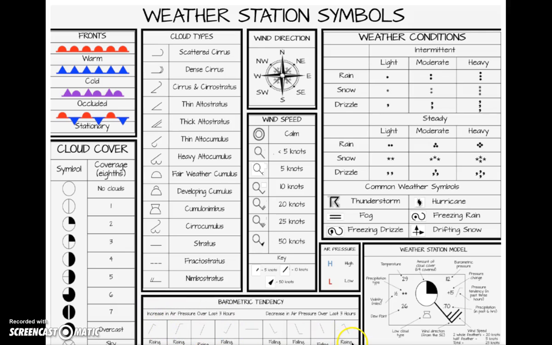It tells you the barometric tendency, whether it's rising or falling, what everything means, whether there's high or low pressure, and the current weather symbols, so what's going on, the rain, whether it's light, moderate, or not at all, steady or intermittent, which have different symbols. There's a lot of big stuff that this tells you.